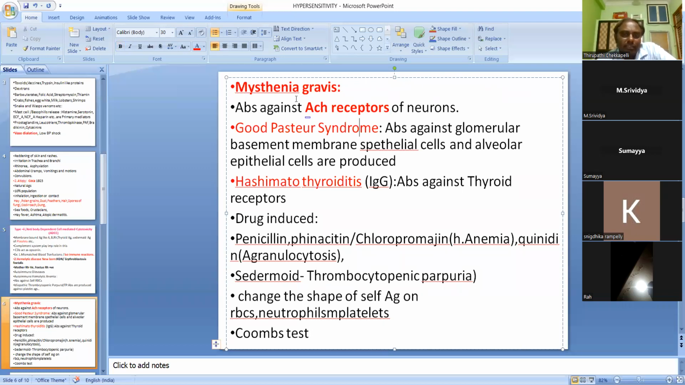Okay, so that leads to myasthenia gravis, which we saw earlier. And Goodpasture syndrome, we have seen this also. So here what happens, antibodies are produced against the glomerular basement membrane, particularly epithelial cells. Glomerulus is the part of the nephron in the kidney, where a network of blood capillaries is present, which contains a basal membrane which is epithelial in nature.